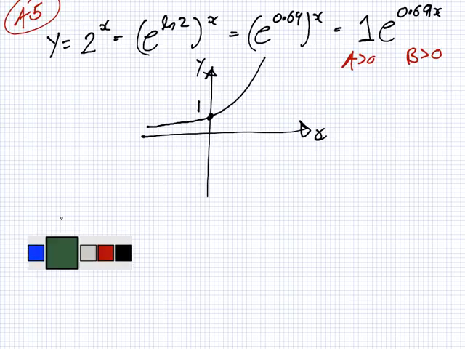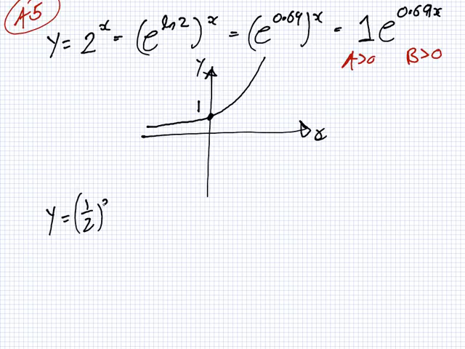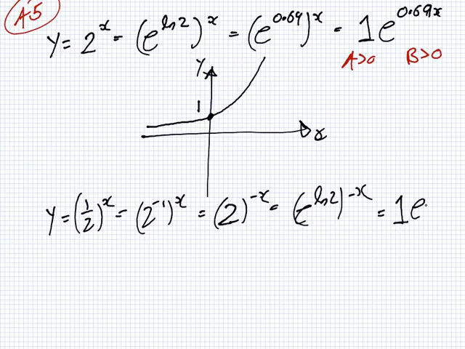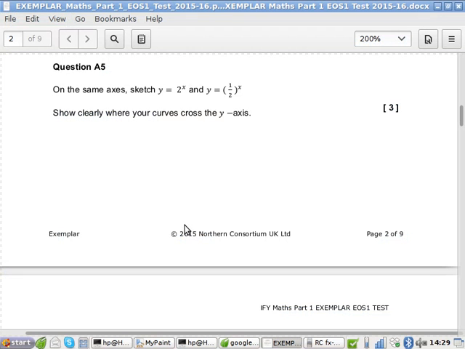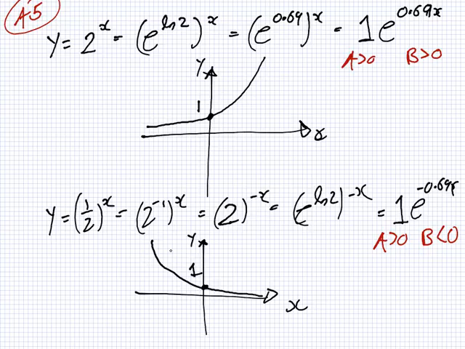Do we have to show the test that? You don't. y equals (1/2)^x equals 2^(-x), equals e^(-x ln 2), which is e^(-0.69x). A is positive, B is negative, so this graph looks like this, as you remember. Close enough. Also 1. Now, in fact, do they ask for it on the same graph? No, they don't. So. Sneaky question.